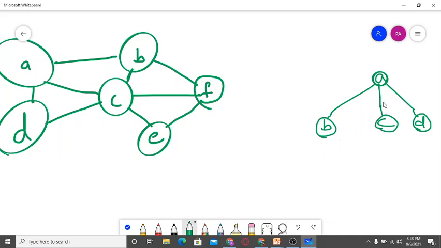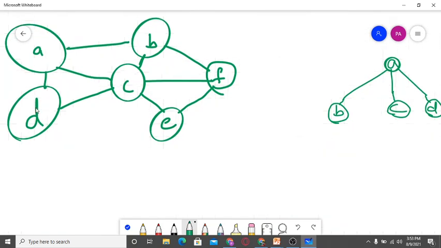So I am selecting the B one. From B, I can go to A, I can go to C, I can go to F. So A is already visited, so we need not go with this. B to C and B to F. Okay, B to F.